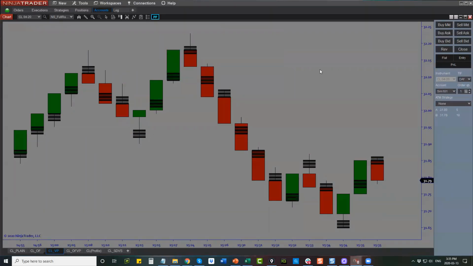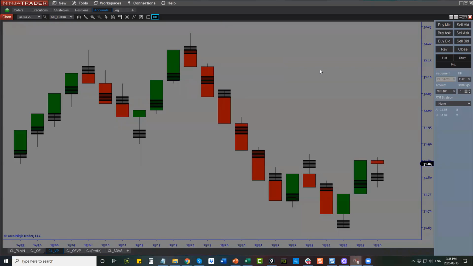And all I'm really concerned about is the bulk of volume. I call this the bulk of volume. You could call this the cluster. You could call this the majority of volume. You could call this the shift of volume, the volume sentiment. Either way, I call it the cluster. The cluster represents the majority of volume on every single candle.